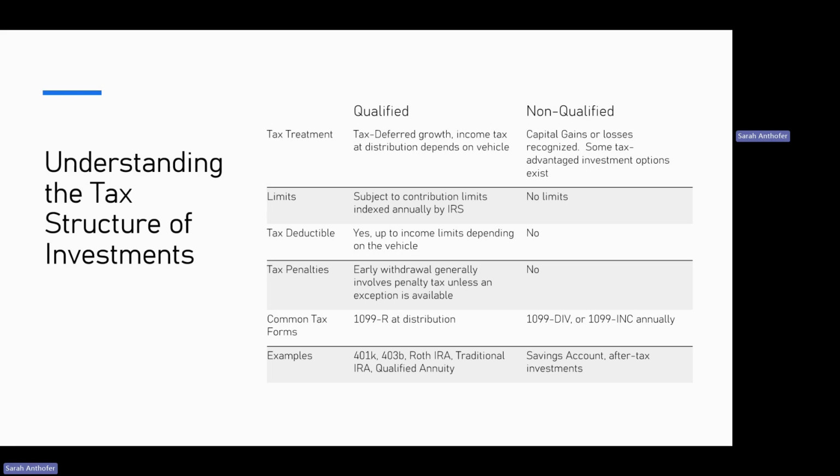Tax penalties. Because I have all of these benefits on a qualified account, like tax deferred growth and contribution limits, if I take the money out early, it's generally going to result in a penalty tax if I'm under the age of 59 and a half, unless there's some kind of an exception that's available for me. So there usually are tax penalties that we need to at least be mindful of with a qualified account.